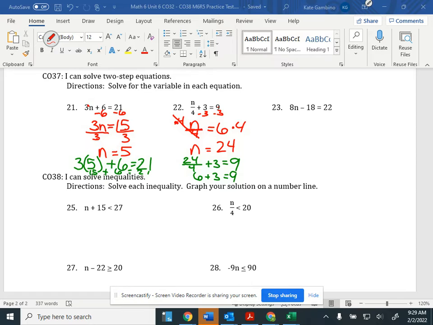23, what's my first step, Mia? Put 18 under, you would add 18 plus 18 and add 22 plus 18. Good. Because I was subtracting 18, I want to add 18 to both sides. Minus 18 plus 18 is 0, so I'm left with my 8n. 22 plus 18. You guys are so distracted.